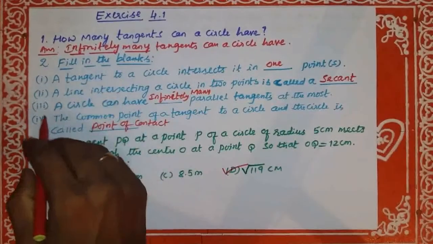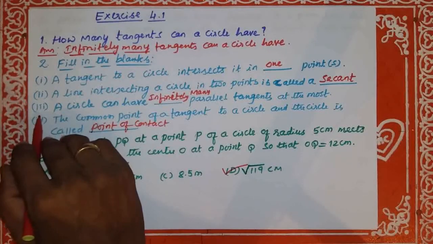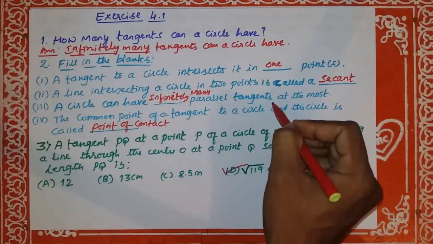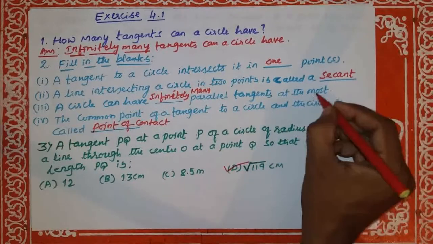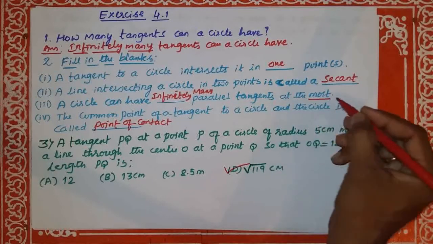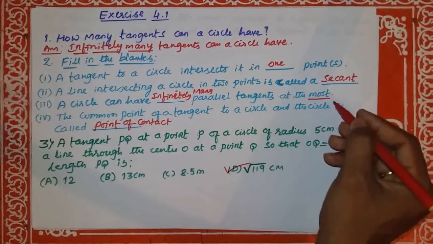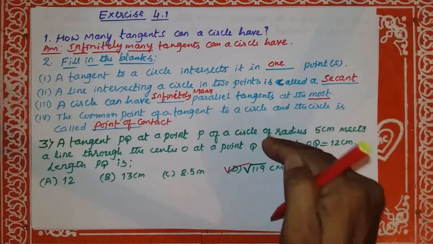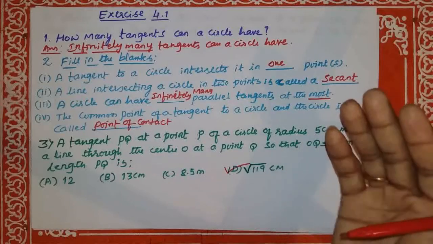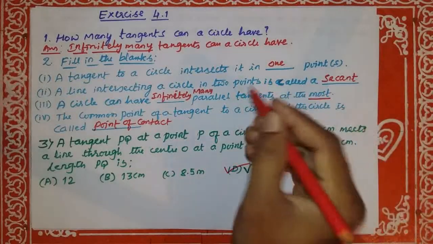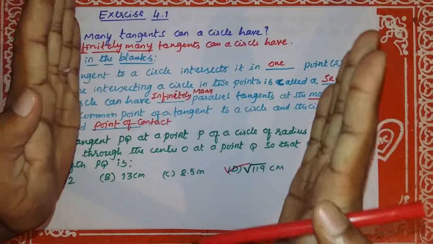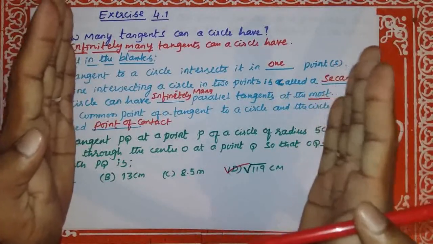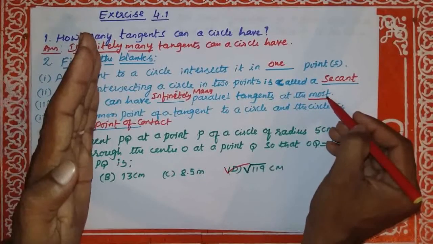Dear students, here in the third question we have confusion. A circle can have, I told, infinitely many parallel tangents, but they have asked here at the most, right? See, at the most means that we can take less than but not more than. At least means we can take more than but not less than. So at the end of the circle, we will get two parallel tangents. They have asked here most.